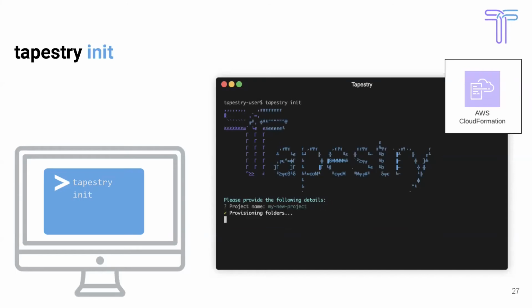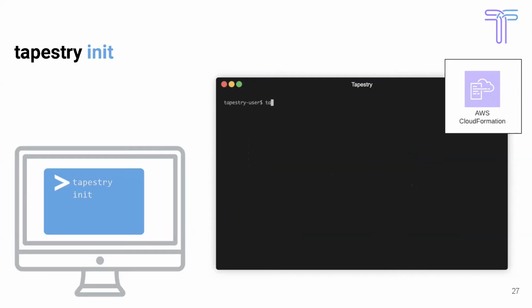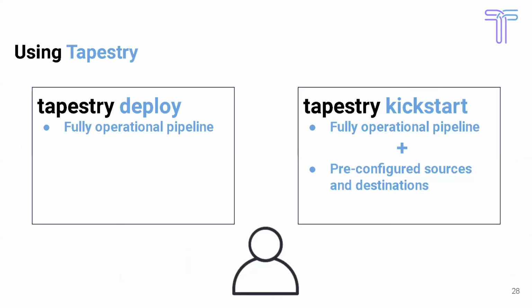What Tapestry does provide for the syncing phase of your pipeline is dependent upon which command you run next. You have a choice between our deploy and kickstart commands. Once you make your selection, Tapestry then provides all of the necessary configuration files for the data syncing phase.